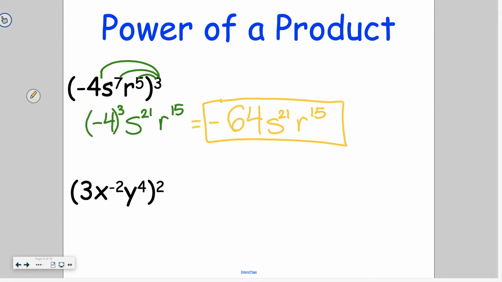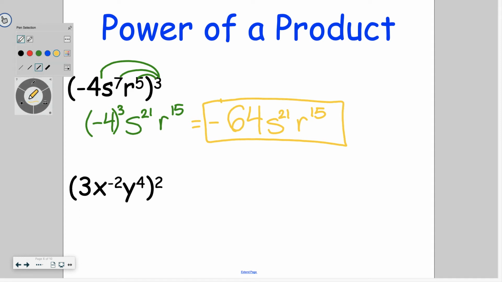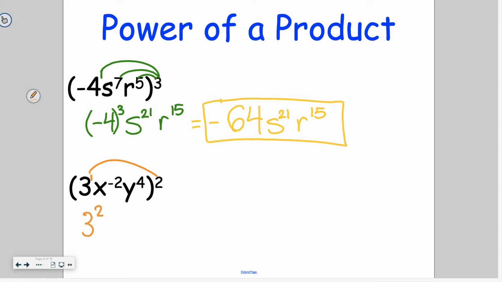On my next one, I've got 3x to the negative 2nd, y to the 4th, and all of that to the 2nd power. So I'm going to say, again, the 3 has a 1 on it. So instead of 3 to the 1, it becomes 3 to the 1 times 2, which is 2. Instead of x to the negative 2nd, it's going to become x to the negative 2 times 2, which is going to be x to the negative 4, and then y to the 4 times 2, which is 8.